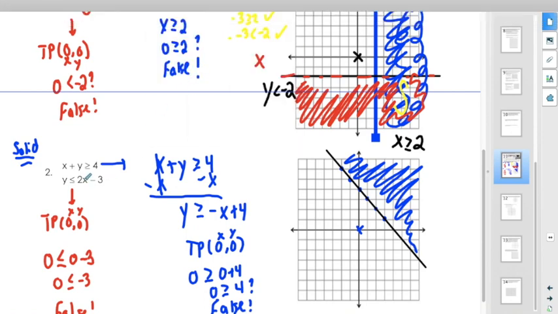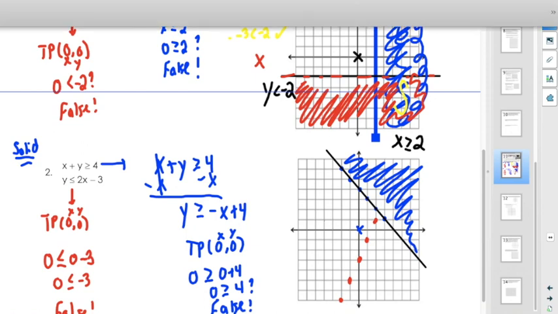Well, my slope is 2 over 1, and my y-intercept is negative 3. So that means I'm starting at negative 3 on the y-axis. 1, 2, 3. My slope is positive 2 over 1. So that means I'm going up 2 over 1. Up 2 over 1. Same thing going backwards. Down 2 over 1. Down 2 over 1. Okay? Now I'm going to connect that with a nice line.